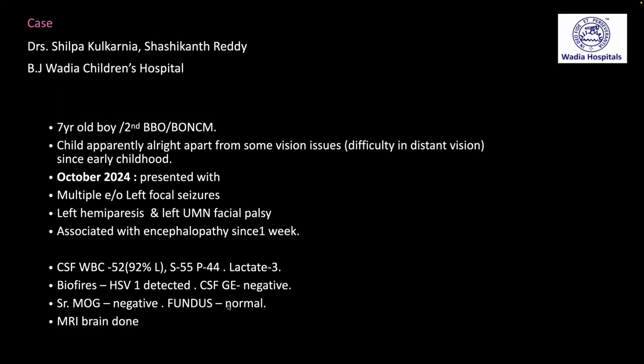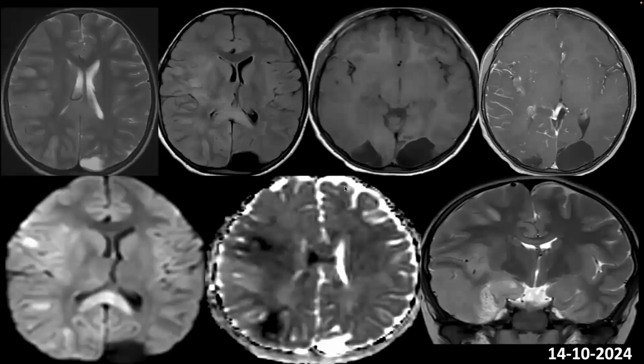We did imaging and then went on to do CSF. CSF showed pleocytosis, 52 WBC, which is lymphocyte predominant, and protein of 44, sugar is 55, and lactate is 3. BioFire had HSV1. So I would like to show the imaging. This is the initial imaging, done on October 14th, 2024.